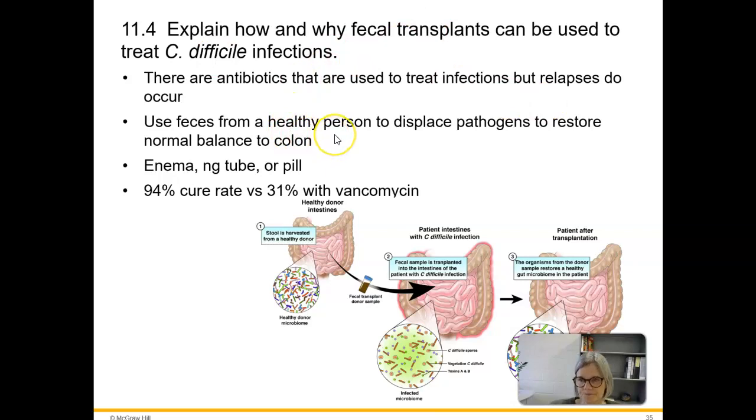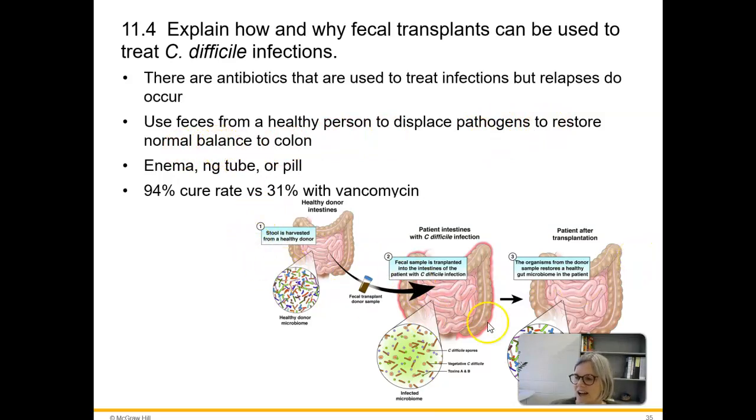So the procedure that was developed is they actually used feces from a healthy person. The very first person that this was tested on was a woman who had C. diff for weeks or months. What they did is they took feces from her husband and put it in her intestines. It was able to restore the normal balance of microbiota.